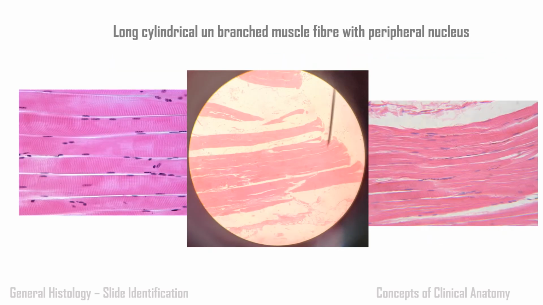Then coming to the muscles. You all know skeletal muscle is the muscle which has a striated appearance. But in 10x, you can hardly appreciate the striated appearance. What you can appreciate clearly is the long cylindrical unbranched muscle fiber, in which peripheral nuclei are present. So this is the feature of skeletal muscle under 10x. If you go for higher power, you can appreciate the striation.